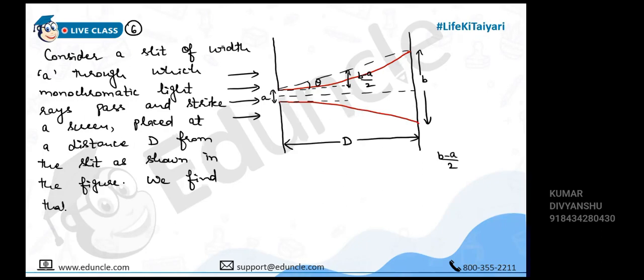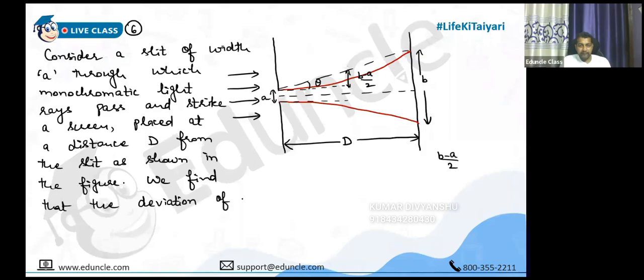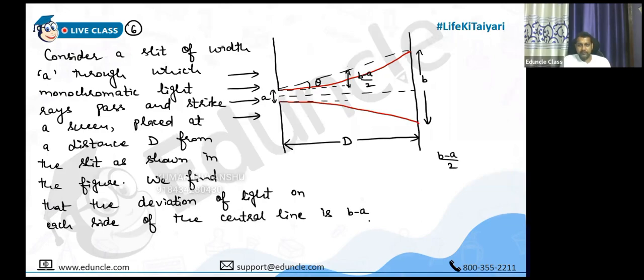We find that the deviation of light on each side of the central line is B minus A by 2. Okay, so now we will make use of theta. Now we know the actual deviation.